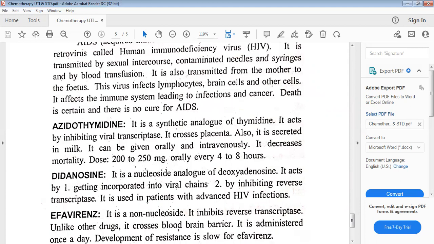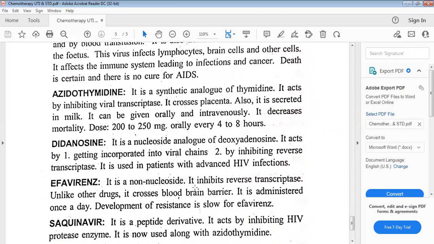Then didanosine can be used. It has a structure similar to deoxyadenosine. So because of that, it will get added into the viral chain and it will inhibit the reverse transcriptase enzyme, which is required for the synthesis of nucleic acid in the virus. And for people who have advanced HIV infection, we use didanosine to treat them.